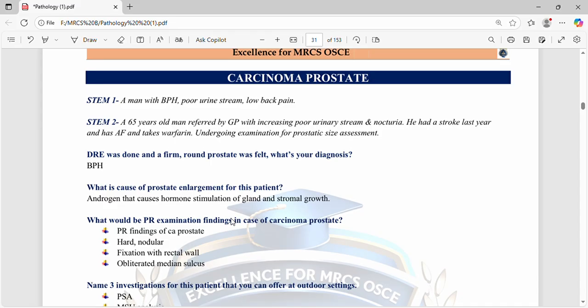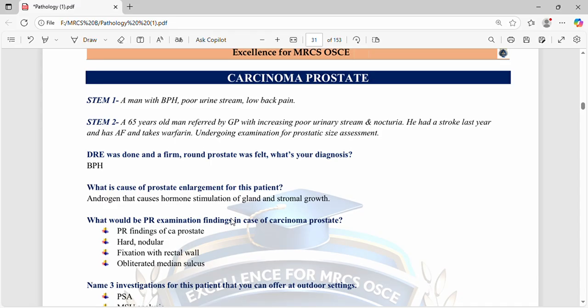DRE was done and a firm round prostate was felt. What's your diagnosis? This is BPH, benign prostatic hyperplasia. What is the cause of prostate enlargement for this patient? Androgen that causes hormone stimulation of gland and stromal growth. So it's androgens like testosterone which stimulates the stroma. So this is the real culprit.